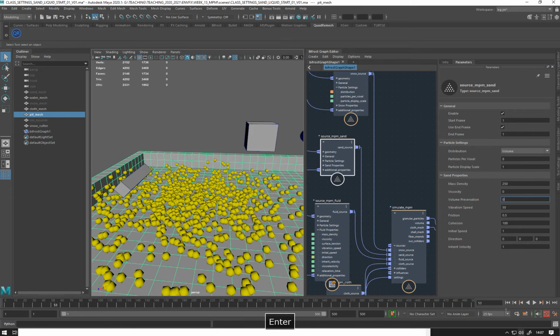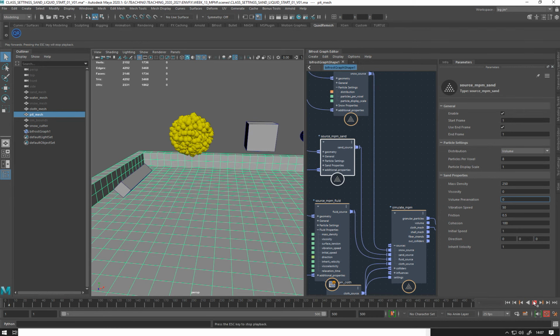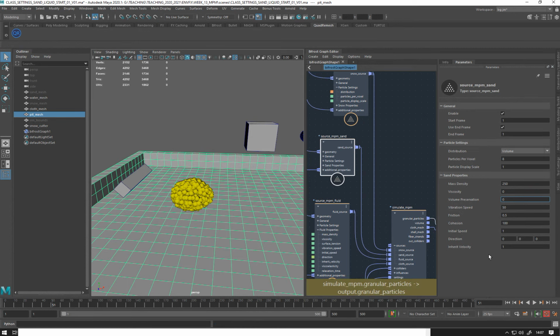But if you put it at 0, it will just boink like a ball, boink, with a tiny little bit of movement. So that's the only sort of difference there. Everything else is sort of the same. Obviously we've got viscosity and things like that, which we've done before.